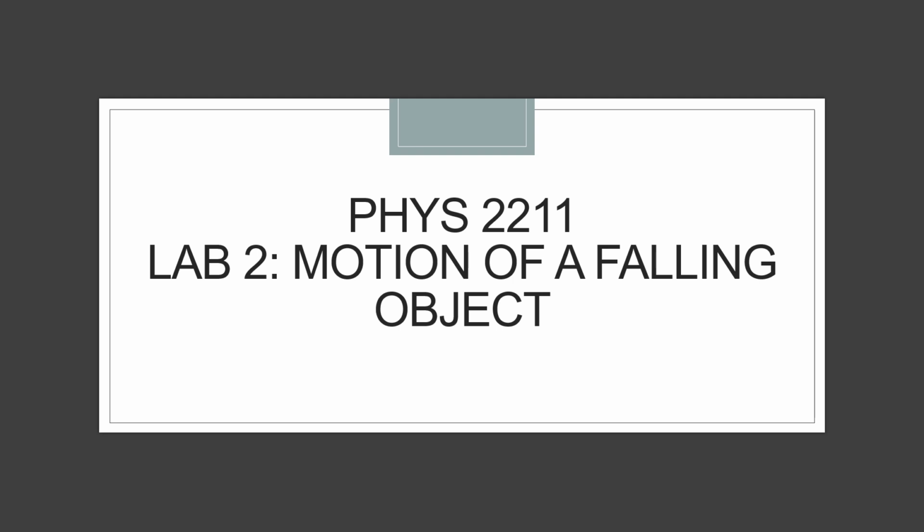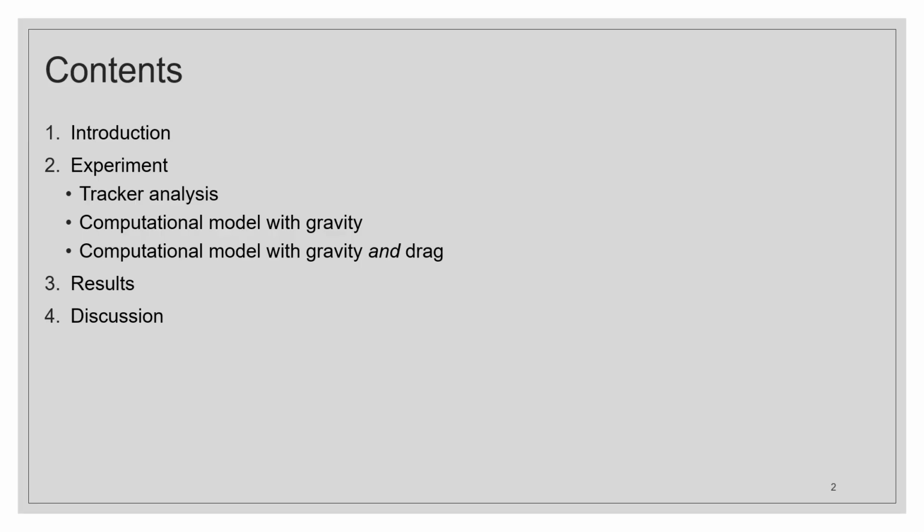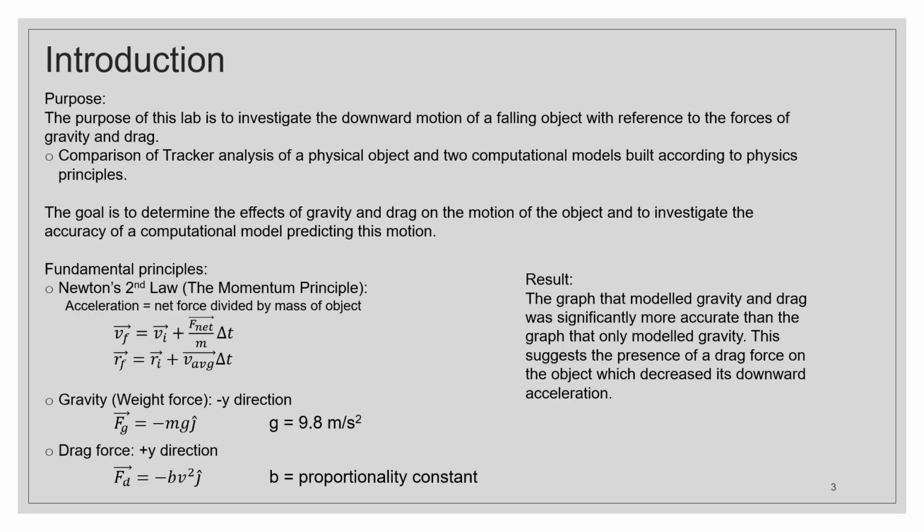This is Physics 2211, Lab 2, Motion of a Falling Object. In this lab report, I will first introduce the experiment and then explain its three components: the tracker analysis of a physical object and the two computational models, one that accounts for only gravity and one that accounts for both gravity and drag. I will then follow with the results and the discussion.